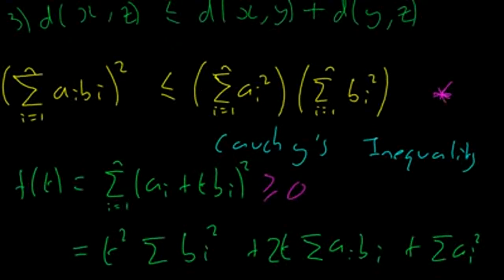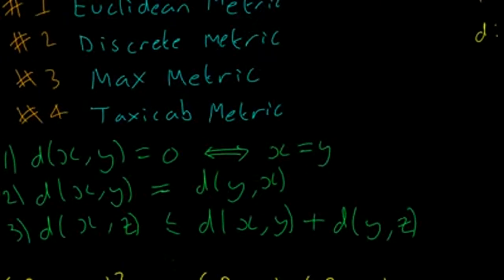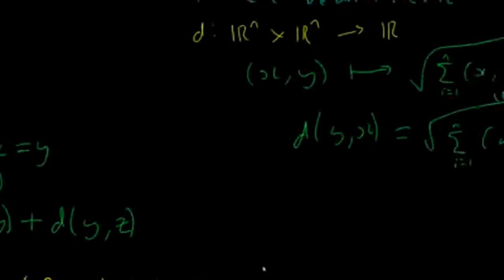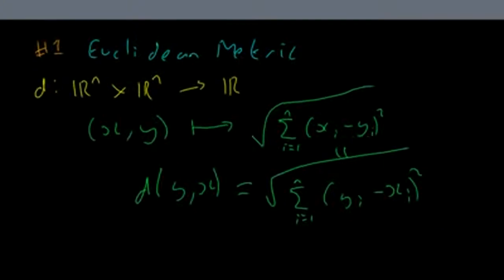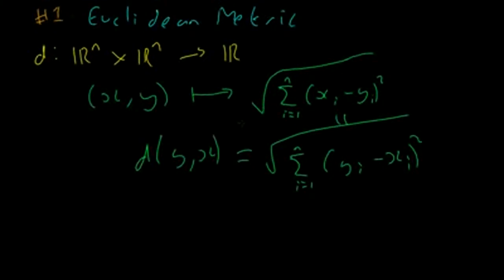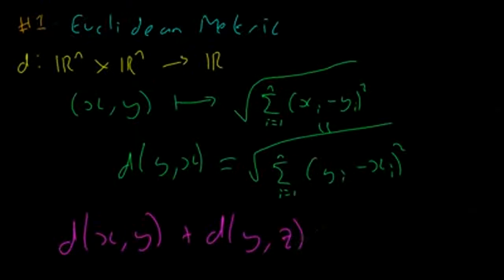So let's go back to our Euclidean metric and try to prove the triangle inequality. We already proved the first two axioms of the metric in the Euclidean metric. So we're now going to prove the triangle inequality using Cauchy's inequality. Let's take a look at the triangle inequality: d of xy plus d of yz is greater than or equal to d of xz. And this is what we want to prove.